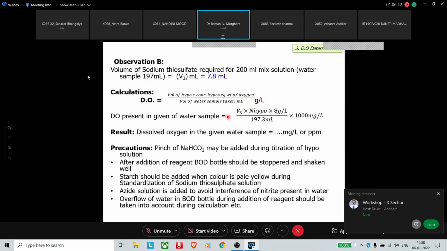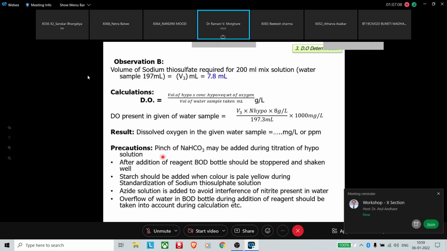Now you multiply the volume 7.8 into the normality of hypo that you got in the standardization process, divided by the volume of water sample taken, which was 197.3 ml, into 8 into 1000. That will give you ppm or milligrams per liter, and that is what is written. Dissolved oxygen in the given water sample is equal to this milligrams per liter or ppm.